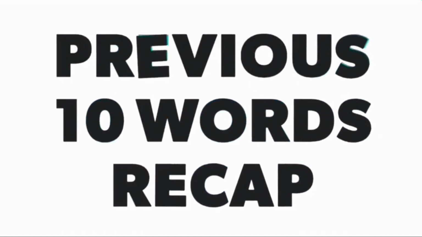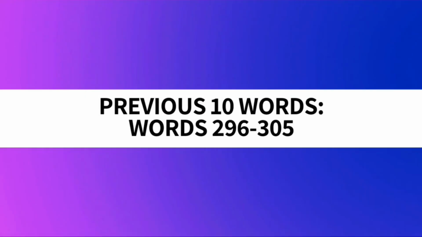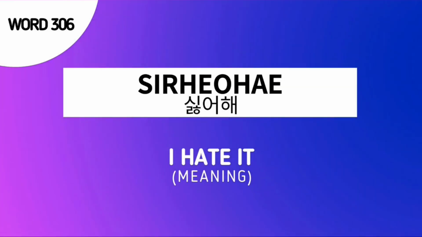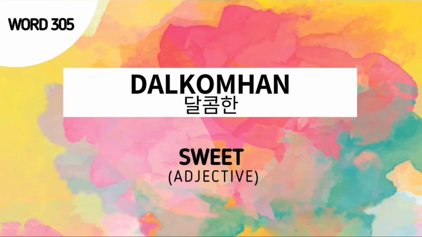Now let's proceed to our previous 10 words recap. As of now, our previous 10 words are words number 296 to 305. But don't forget our word for today, word number 306, SIRHEOHAE, which means I hate it. The first word for our review is word number 305. It's 달콤한, which means sweet.